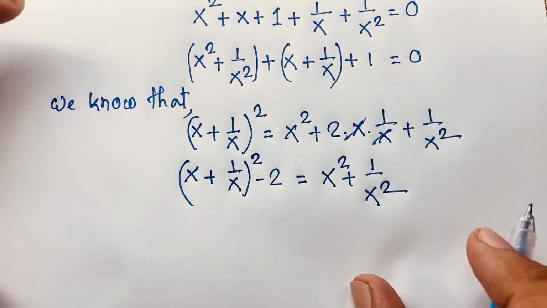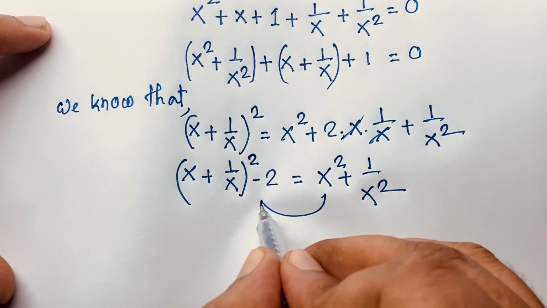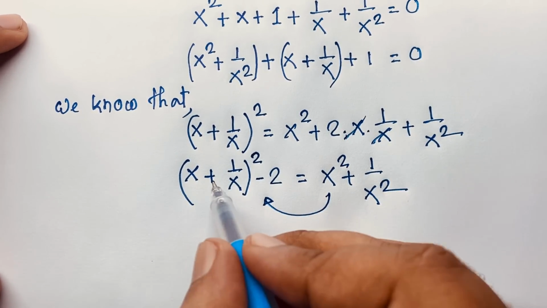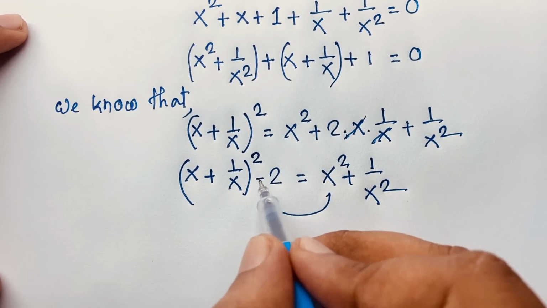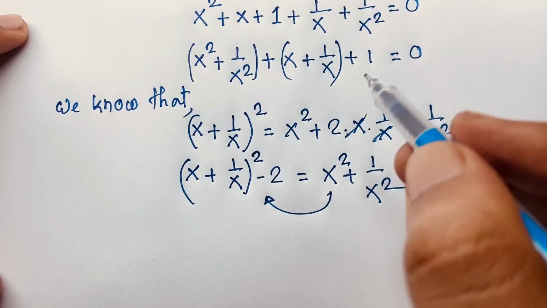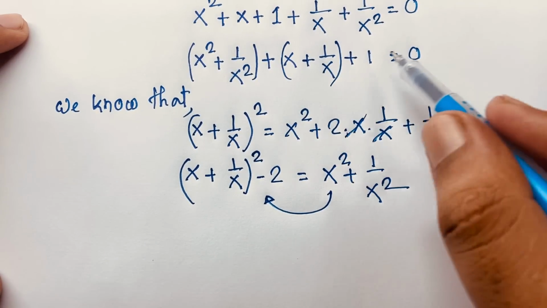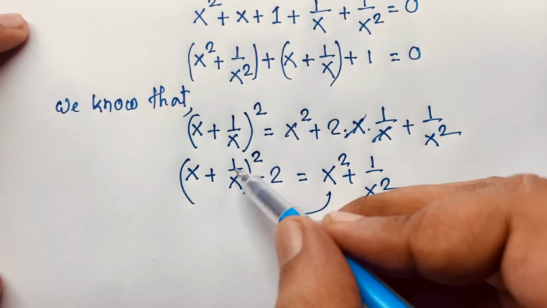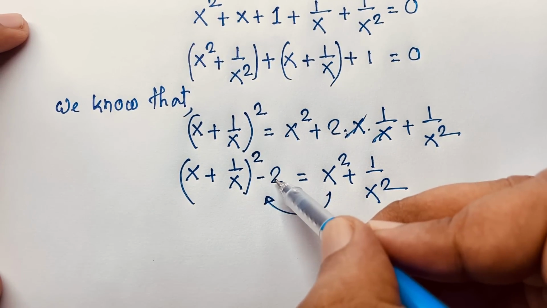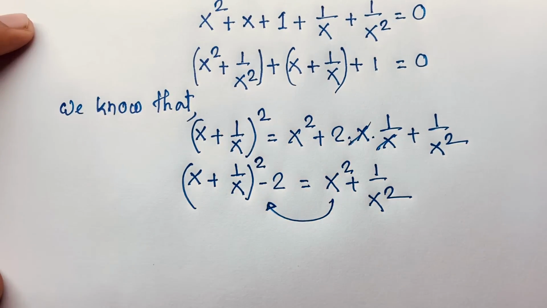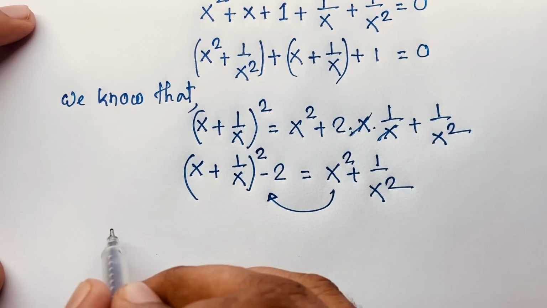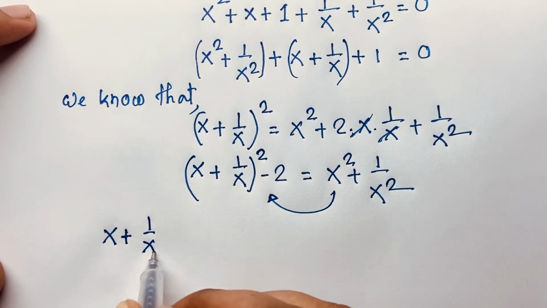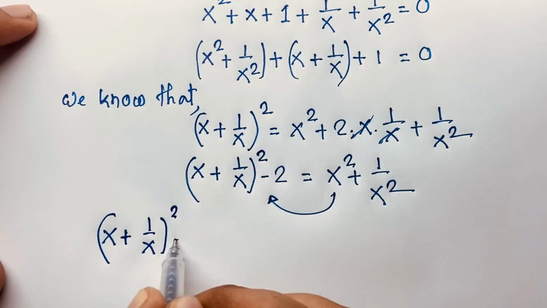Now at this moment you can see easily this is equal to this. x squared plus 1 over x squared will be (x plus 1 over x) whole to the power 2 minus 2. So I put this value in this expression. So this expression will be (x plus 1 over x) whole to the power 2 minus 2.